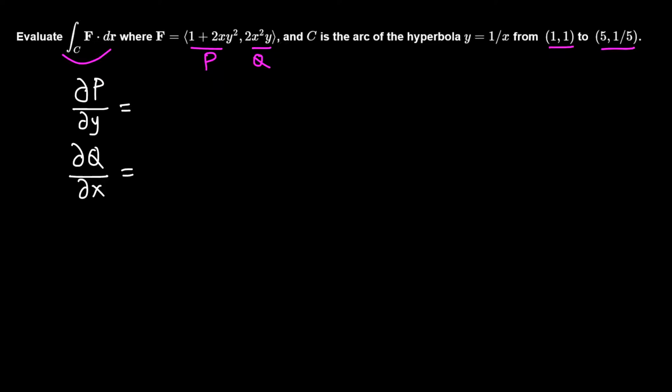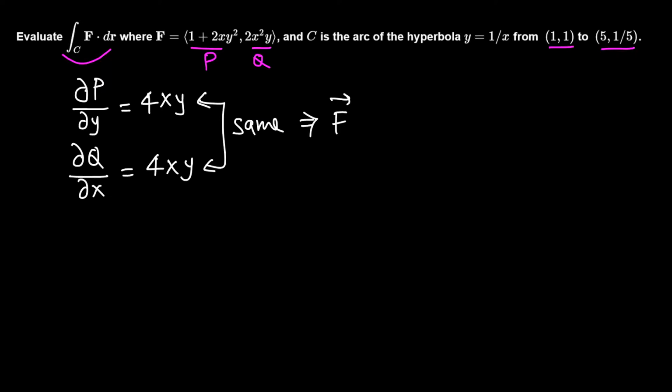Partial of P with respect to y: this is 0 plus x constant, derivative of y squared is 2y, 2x times 2y, 4xy. Partial of Q with respect to x, so that's 4xy. Oh, they are the same. So this is conservative.